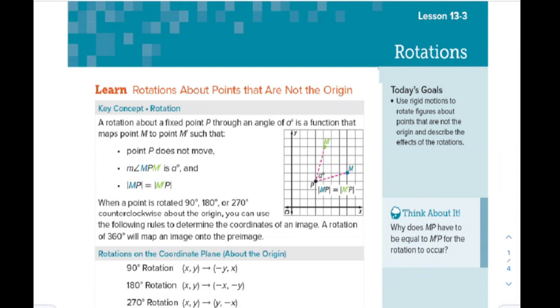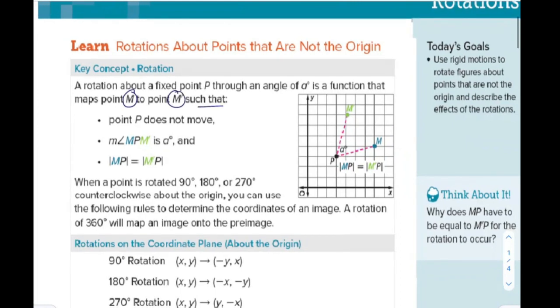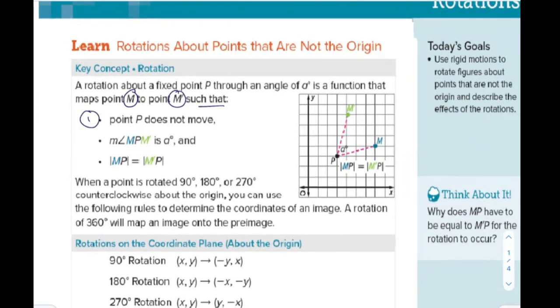Rotation about points. So the rotation can be about the origin or not about the origin. A rotation about a fixed point P through an angle of A degrees is a function that maps point M to point M prime such that point P does not move because it is on the point of rotation, on the center of rotation.